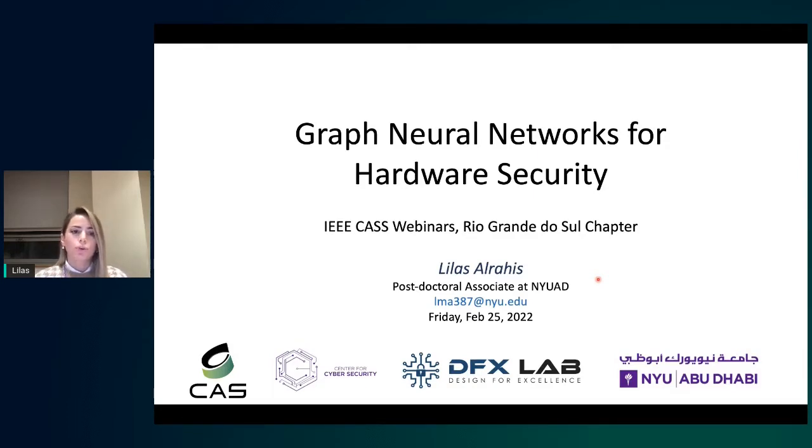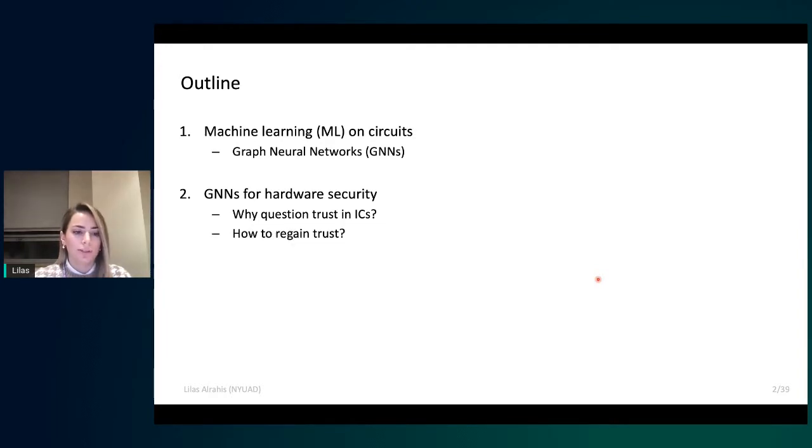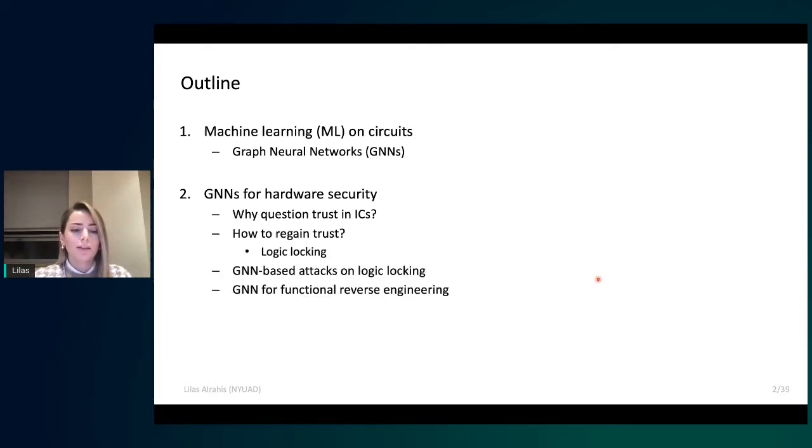Today, I'm going to show you how we use graph neural networks for hardware security. This is the outline of the talk. First, I will discuss machine learning on circuits, how we can perform it, specifically using graph neural networks. And then I'm going to discuss how we use GNNs for hardware security. Before we discuss our contributions, I will motivate why we are interested in hardware security, and then discuss our contributions and finally move to the conclusions.